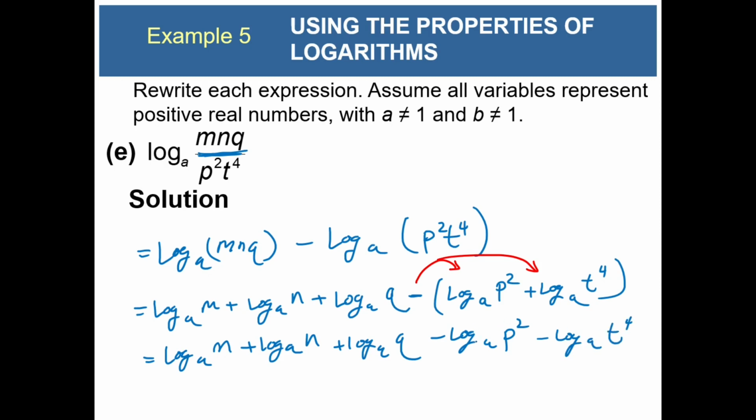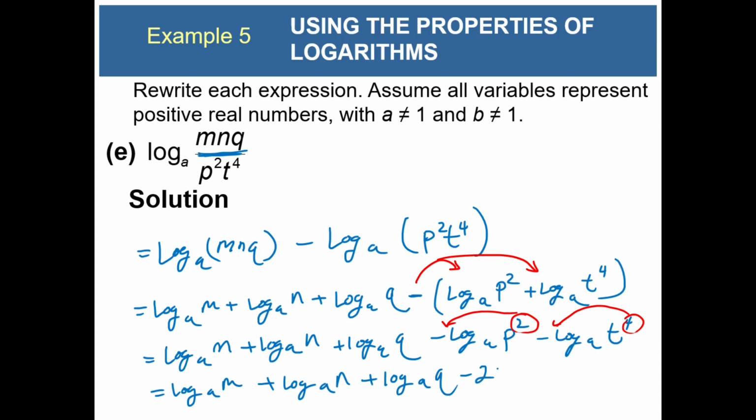And now we can finally use the power rule. The power rule states we can bring the exponent to the front. Here's our final answer, log base a of m plus log base a of n plus log base a of q minus 2 log base a of p minus 4 log base a of t. And this is our final solution.